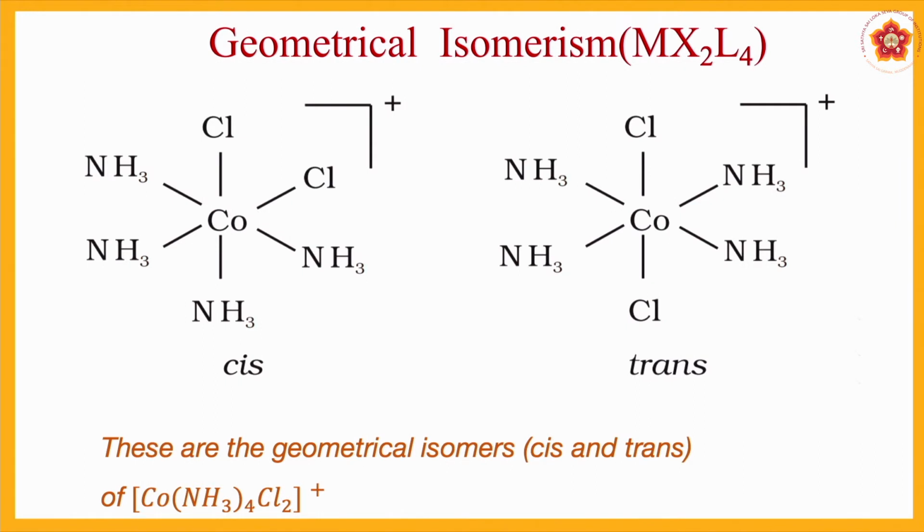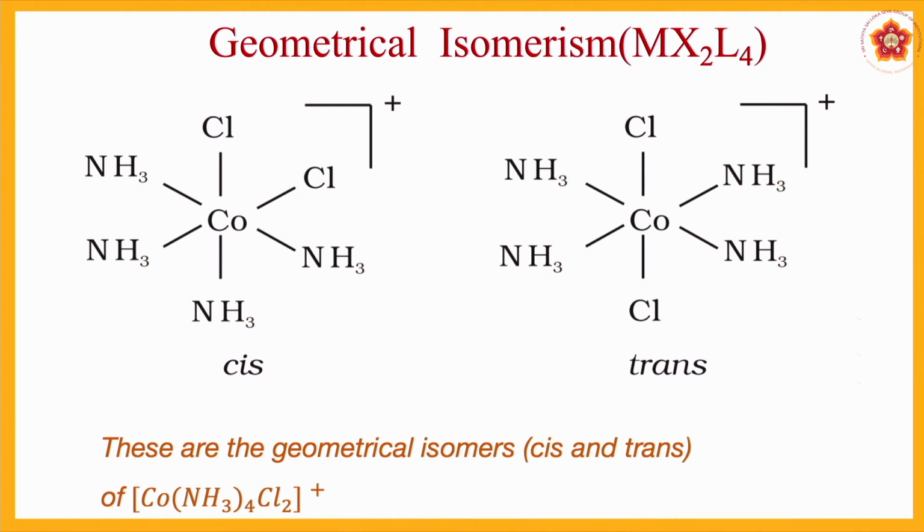Similarly, for the other geometrical isomerism, this is an octahedral structure where you have in total 6 ligands present. And how do you determine which is cis, which is trans? You are able to see that Cl in cis is present along the same side, whereas in trans it is present along opposite sides. If you see the nomenclature there, it is MX2L4, which indicates that one of the ligands is 2 in number, the other ligand is 4 in number.